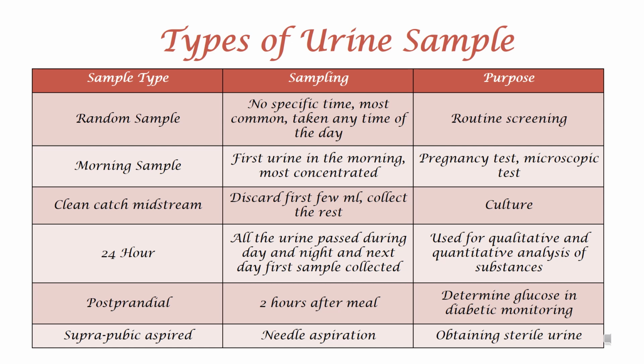Postprandial means 2 hours after a meal. It is used for the determination of glucose in diabetic monitoring. Suprapubic aspirate means needle aspiration of urine, and it is used for obtaining a sterile urine sample.